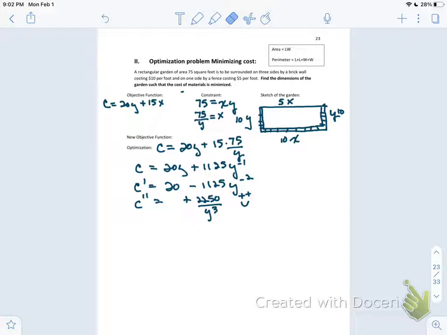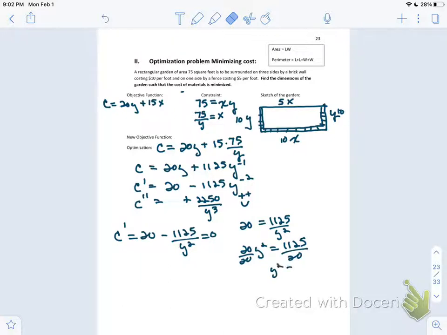So notice that when you have this negative power, it's great for taking derivatives, but it's not clear what that means when we're trying to analyze it. So let's write it like this instead. 20 minus 1125 over y squared. Set that equal to 0. We get 20 equals 1125 over y squared. Do your cross products. 20y squared equals 1125. Divide by 20, divide by 20. Y squared equals 1125 over 20.